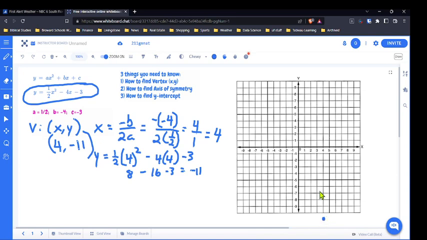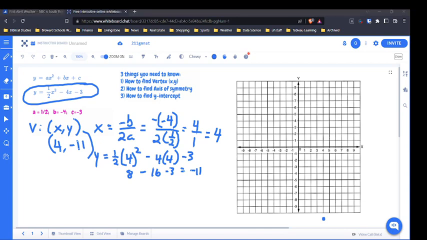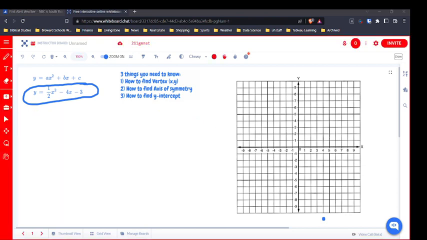So that's the first thing that you need to be able to figure out, which is how to find the vertex. And again, the process is find x first by doing minus b over 2a, and you get your number. And then you take that number and you put it back into the equation, and you do the math in order to find the y. All right, so take a moment to digest that, write it down in your notes, because you are going to need this in order to do your quiz whenever it is I give that quiz.